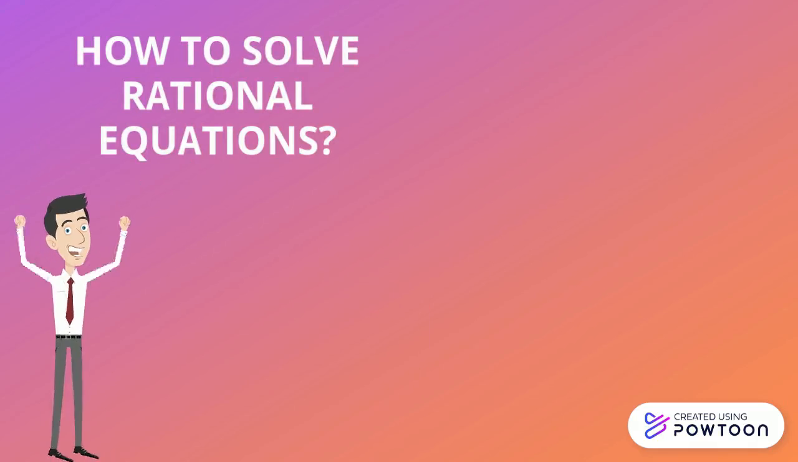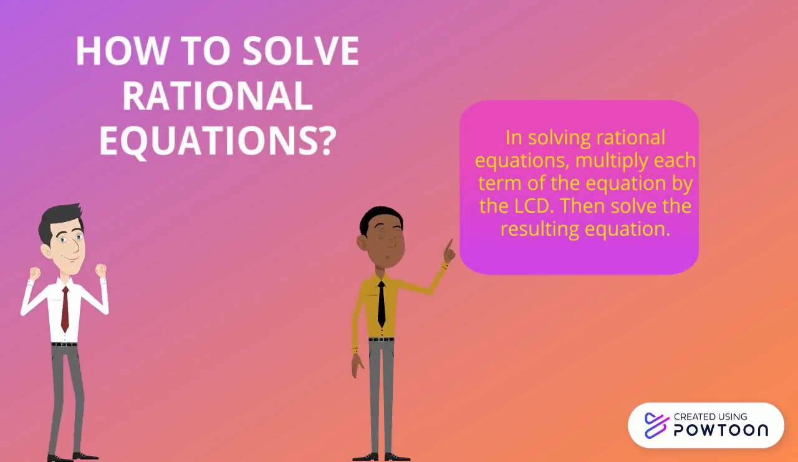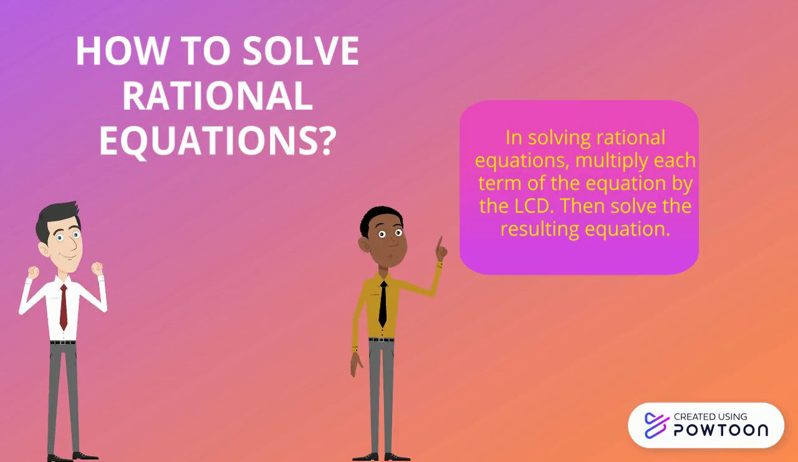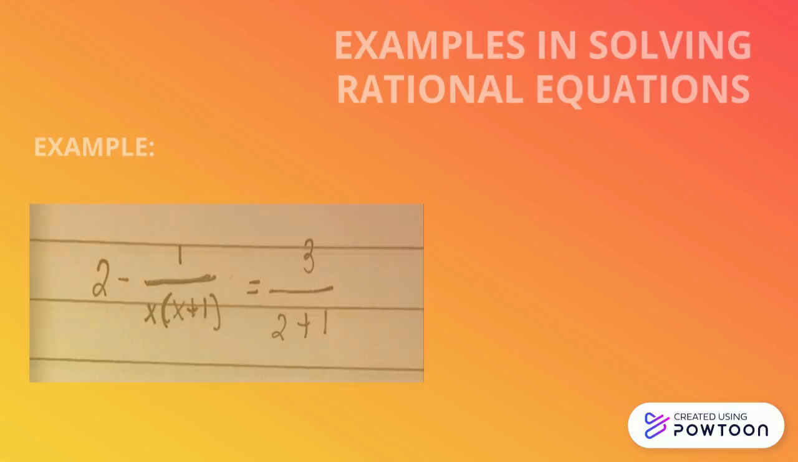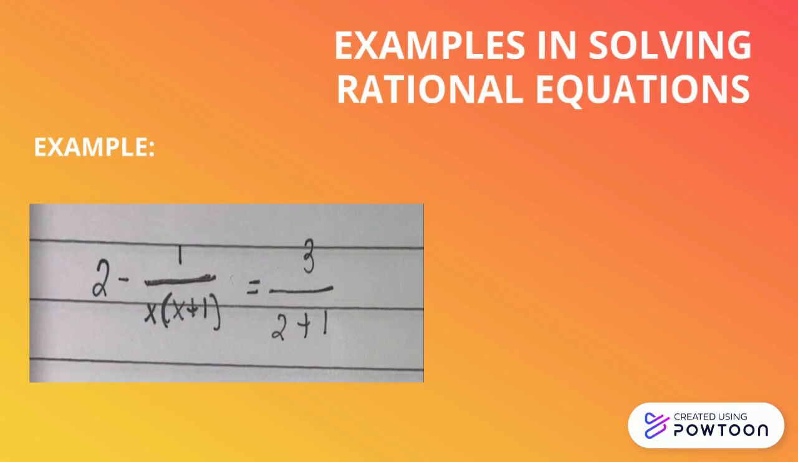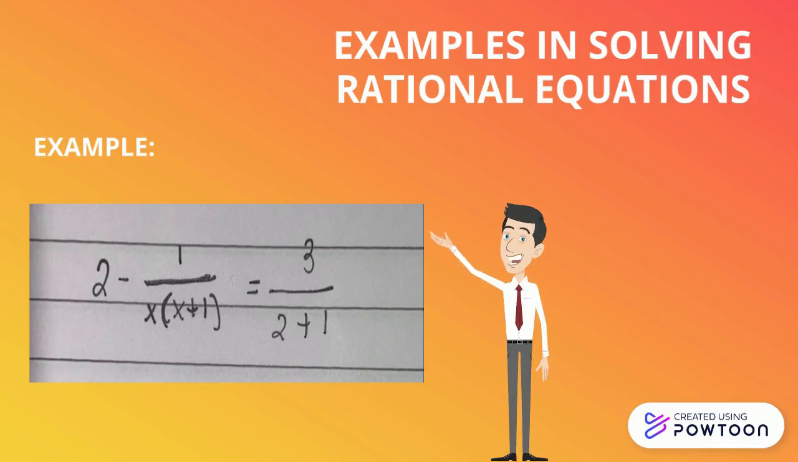How to solve rational equations? In solving rational equations, multiply each term of the equation by the LCD, then solve the resulting equation. So here, I have an example of a rational equation: 2 minus 1 over x times (x plus 1) equals 3 over (2 plus 1).